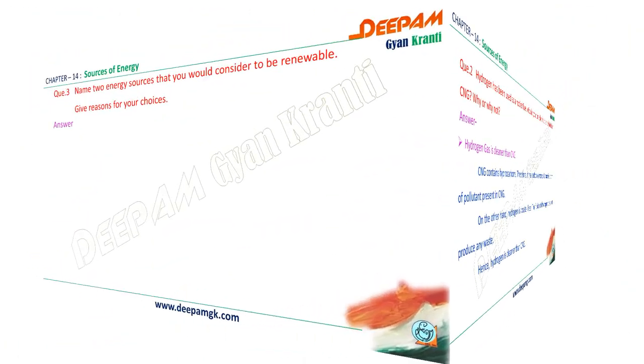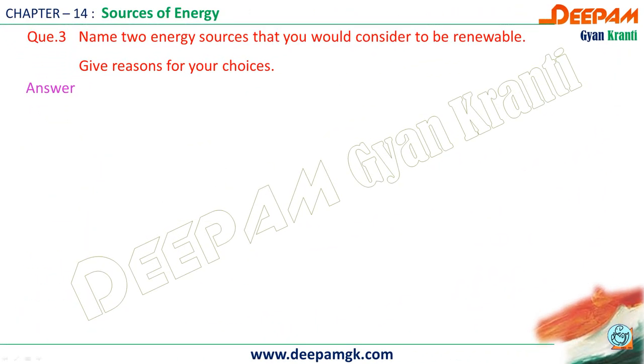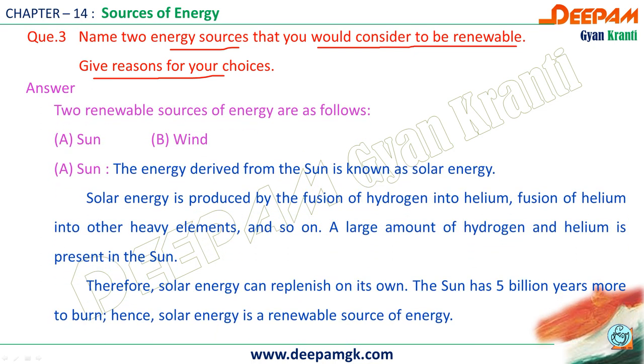The third question of today's video: name 2 energy sources that you would consider to be renewable. Give reasons for your choice. You have to give the reasons as well. The 2 renewable sources of energy are as follows. I wrote number 1, sun, and number 2, wind. Sun and wind are renewable sources, as you know.